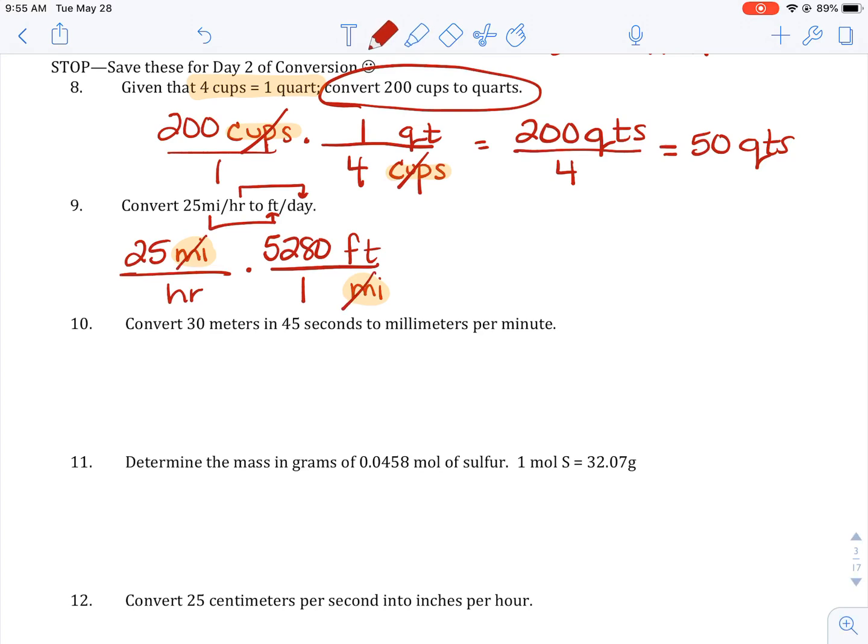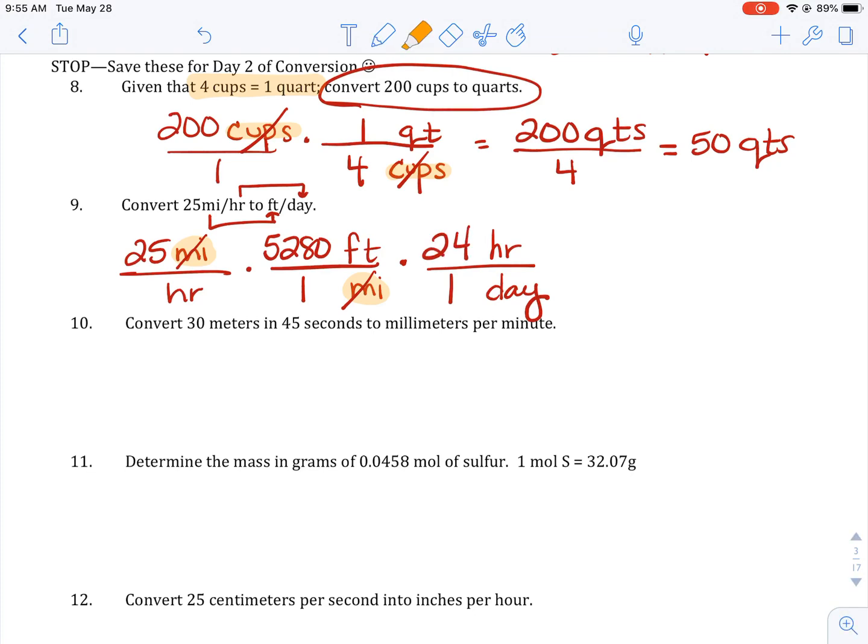So now I'm going to move on to time. I want hours to go away. It's currently in the denominator, so I'm going to put it in the numerator. I'm turning it into a day, which is larger, 1 hour, 1 day, 1 day. So that's where the 1 goes. And then there's 24 hours in a day.